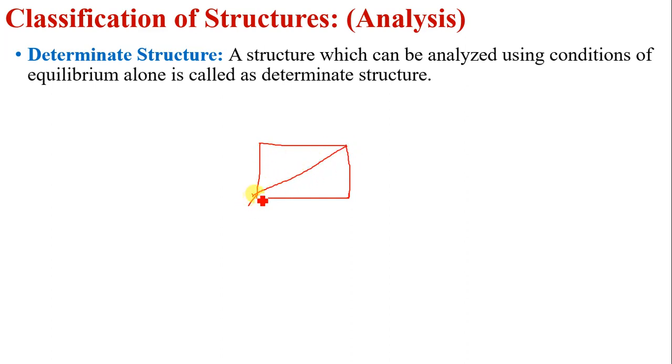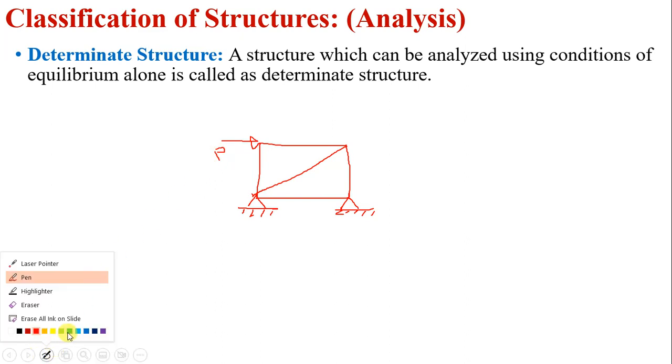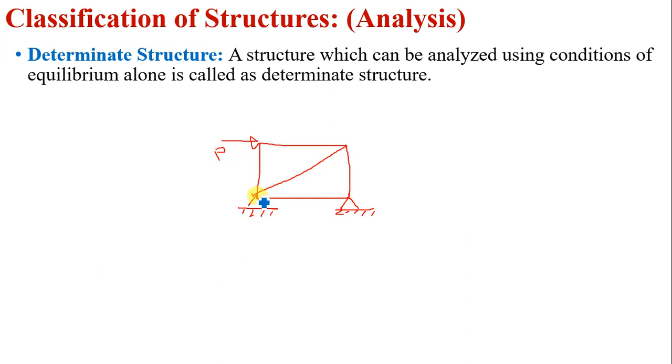Now, this is the first support, which is hinged. This is the second support, which is hinged. Load P is acting as shown, and now let us try to calculate the reactions. Two reactions at A, two reactions at B, because both are pinned supports.